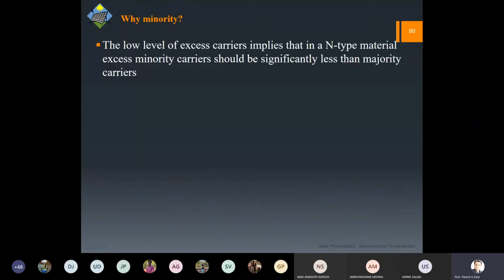Why minority? I have already explained that it is because of how much change we are having. Let us say the n side, where electrons are in majority and holes are in minority. If there is one hole and 100 electrons, and after we put some light on it, this changes to 2 and this changes to 101, because only one EHP is generated. Now here the change is 50% and here the change is roughly only 1%.